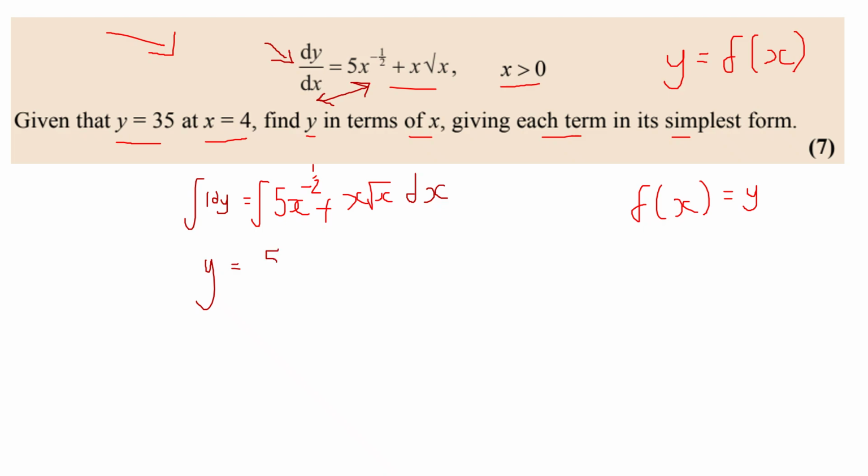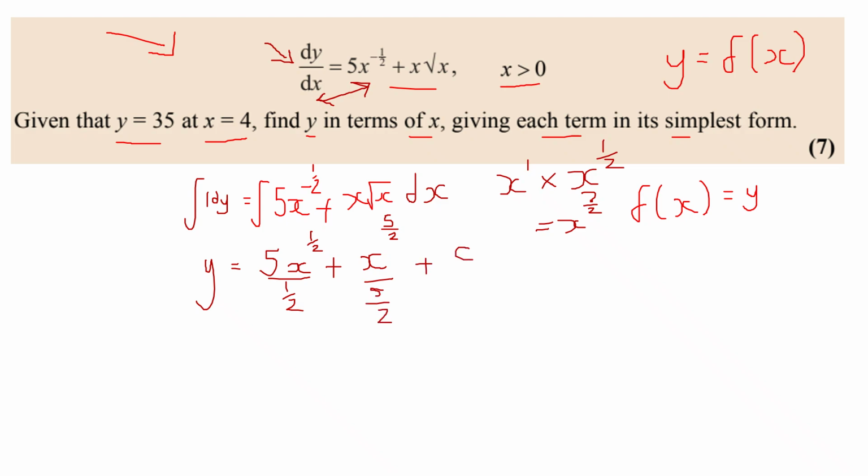So I'm going to add 1 to our power and then divide by our new power. So 5x to the minus a half plus 1 will be plus a half, divided by a half. Then here, this will actually be x to the power of 1 times x to the power of a half, which is x to the power of 3 halves. If I integrate that, that will become x to the power of 5 halves over 5 halves, plus c.